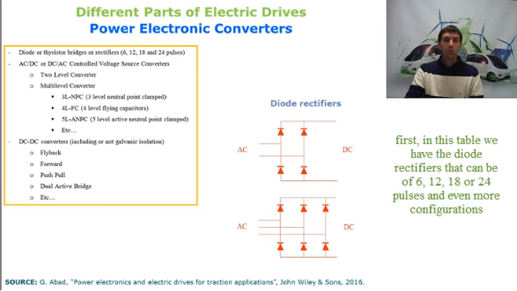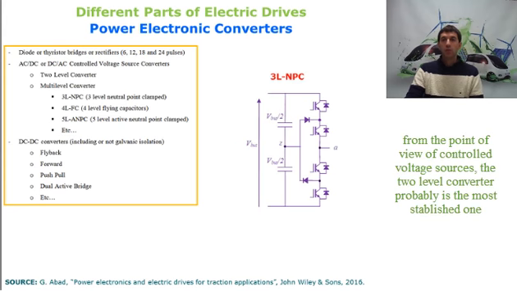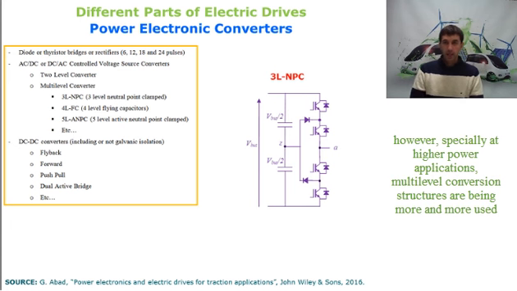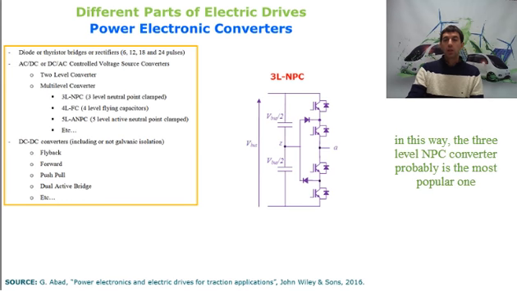First, in this table, we have the diode rectifiers that can be of 6, 12, 18 or 24 pulses and even more configurations. From the point of view of the controlled voltage sources, the two-level converter probably is the most established one. However, especially in higher power applications, multi-level conversion structures are being used more and more. In this way, the three-level NPC converter probably is the most popular one.